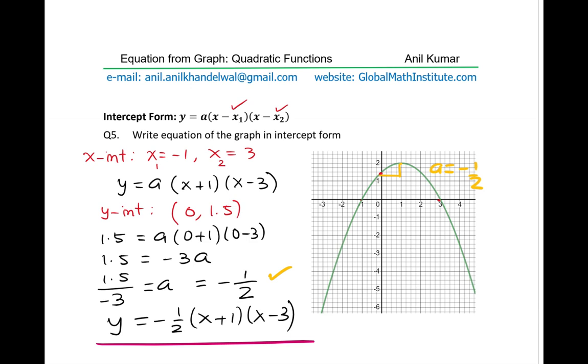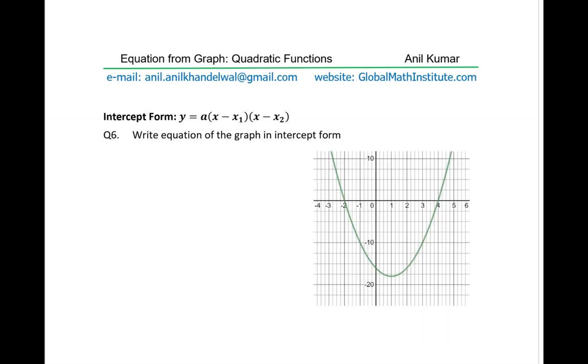Let's move on and take the next question, which is question number 6. This time again we need to identify the intercepts and find the equation of the graph in intercept form. I would like you to pause the video, answer this question, and then look into my suggestions. The intercepts are at minus 2 and at 4. So we have x-intercepts, let me write this time, x1 is at minus 2 and x2 is at 4.